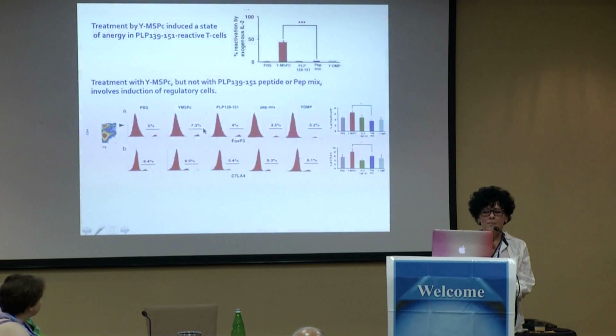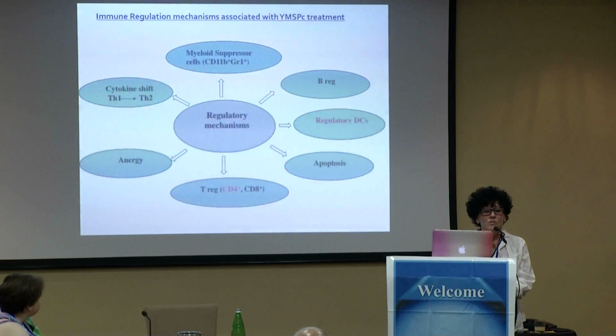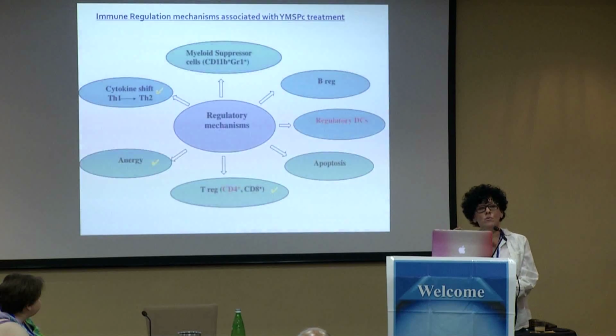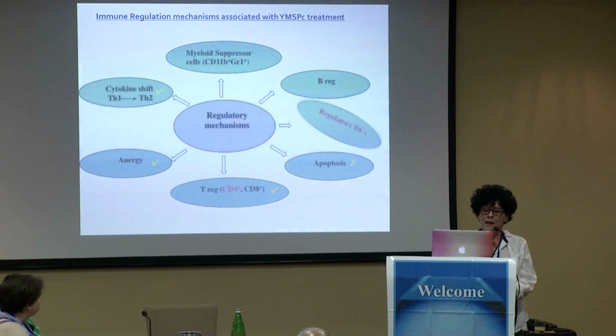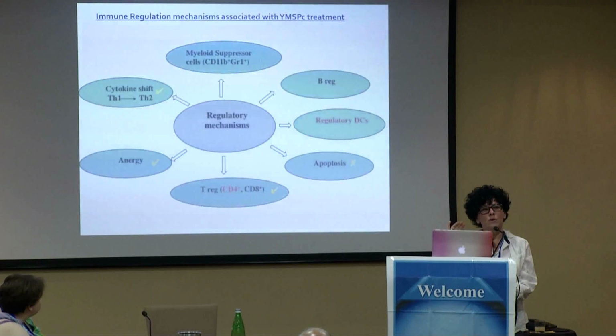We also studied apoptosis, which in this case was more associated with peptide administration. So far I showed you the effect on the adaptive immune response following YMSPC administration, like shift from Th1 to Th2, anergizing of the pathogenic T cells, upregulation of Tregs, and now I will focus on data on the effect of regulatory dendritic cells that are mediators between the adaptive and innate immune response.